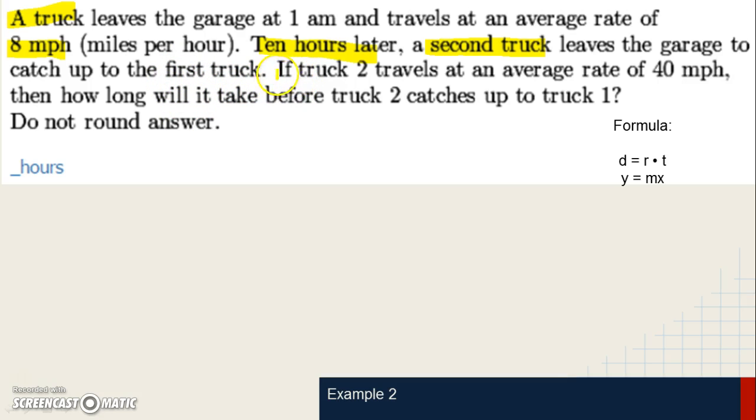How fast? If truck 2 travels at an average rate of 40 miles an hour, okay, 40 miles an hour is a whole lot different than 8 miles an hour.